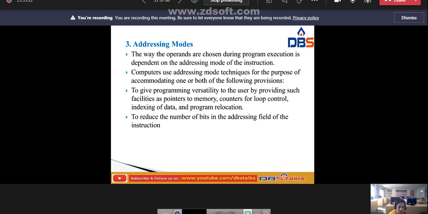Most addressing modes modify the address field of the instructions. There are two modes that need no address field at all. These are called the implied and immediate modes.